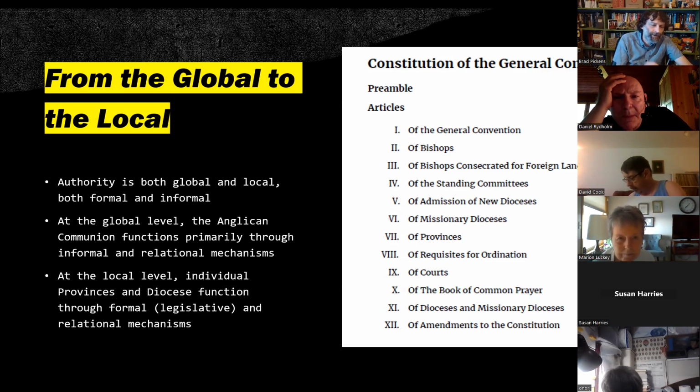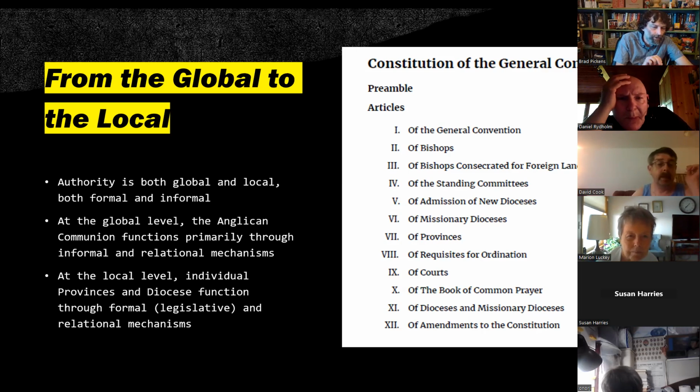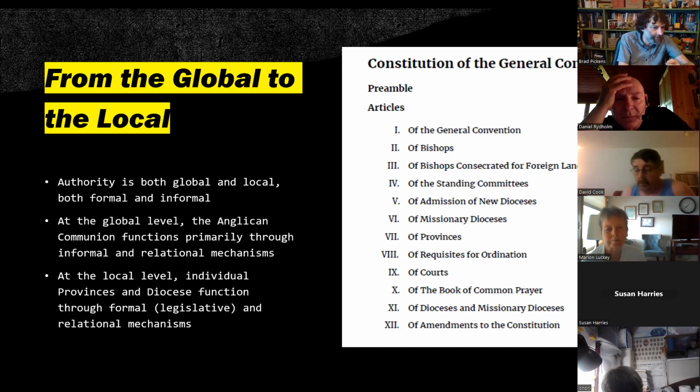What we want to see then is that authority is something that is both global and local. It's something that is both formal in the sense that we have locally created constitutions and canons. We have the one for our diocese. We have one for the United States Church. So it's formal in that way, and it's informal because it still relates to the relationships that we have with one another.